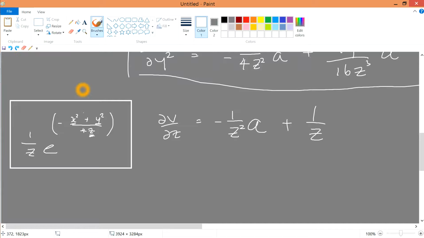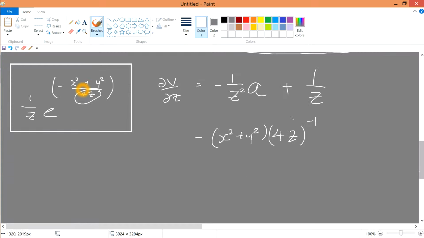So if I differentiate in terms of z, then what I would have is x squared plus y squared, I bring this 4z, you know, I bring it up over here as minus 1. And then I differentiate. When I differentiate, I bring this minus 1 over here, I have plus 1, x squared plus y squared. I differentiate the inner one, so I would have 4.